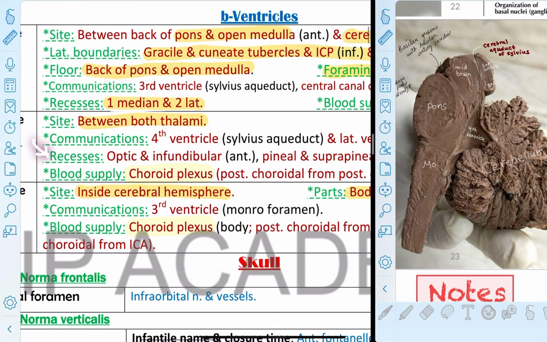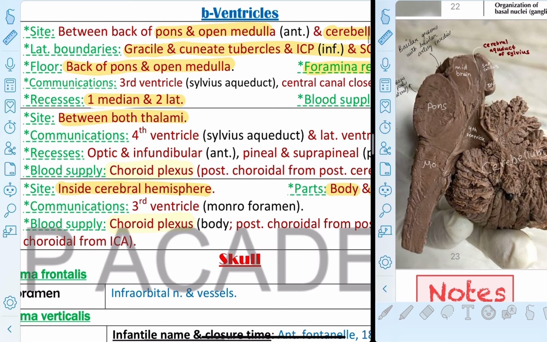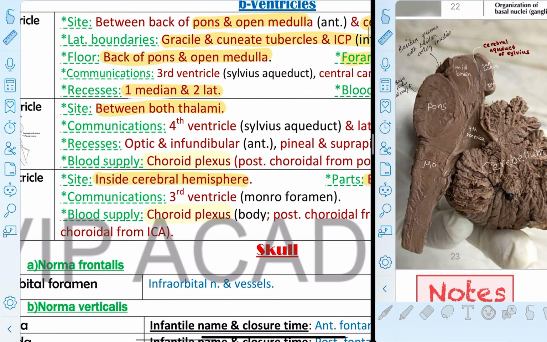You understand what a recess is? These are just protrusions of the structure. This is the structure, this is the recess, this is the recess, this is the recess. Then we come to blood supply, which is the choroid plexus. Easy, very easy.